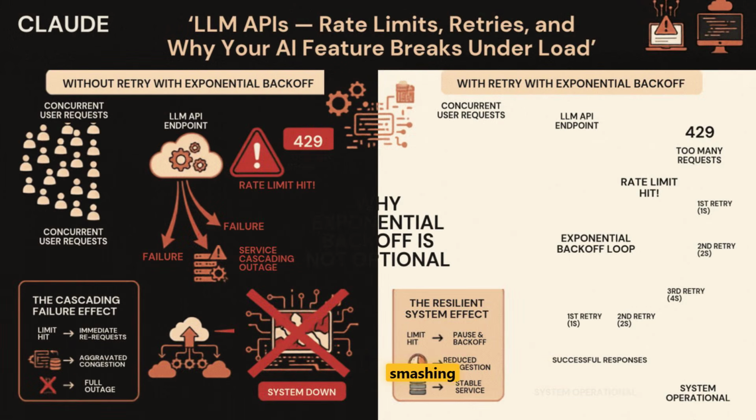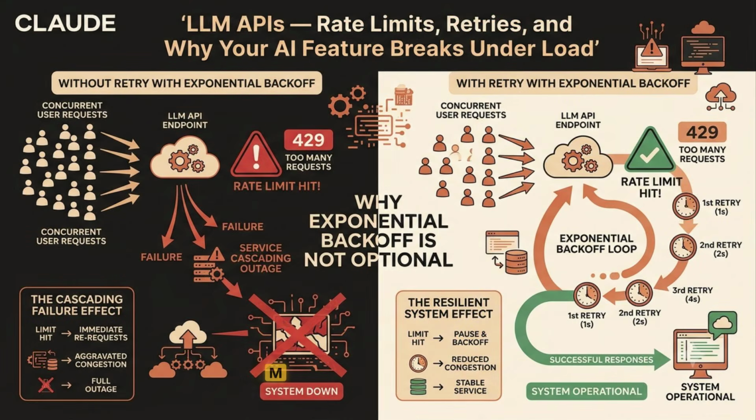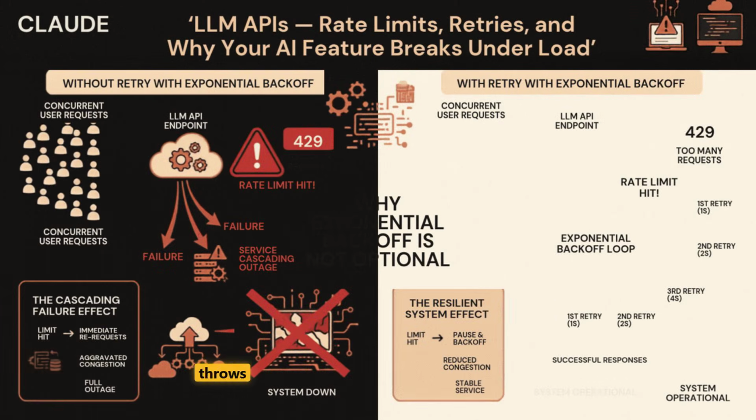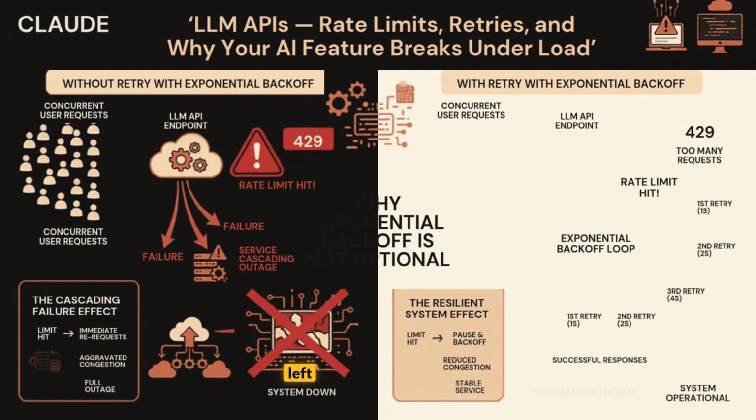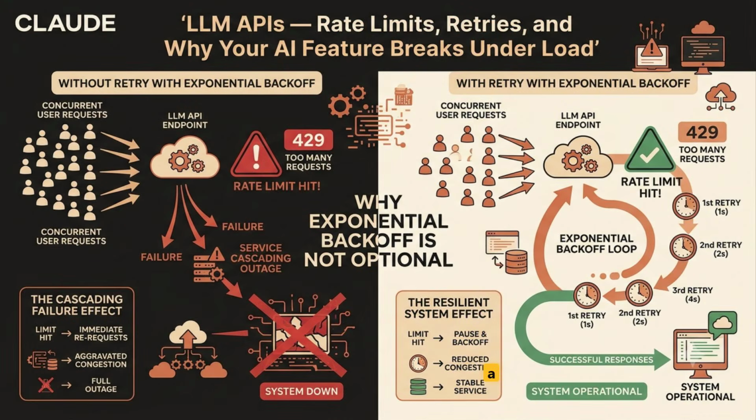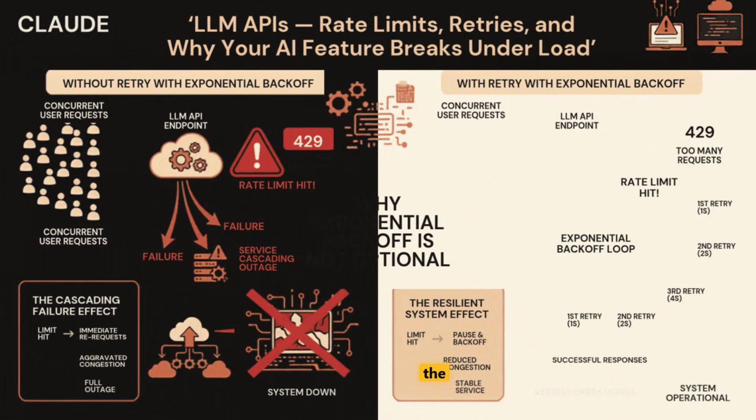The diagram shows concurrent user requests smashing into the LLM API endpoint on that cloud icon, which naturally hits its rate limit and throws a big red 429 too many requests error. If your app just fails or immediately retries, it triggers the cascading failure effect shown at the bottom left. Immediate re-requests aggravate the congestion on subsequent calls, leading to a complete system outage and a system down error represented by that large red X on the circuit board.